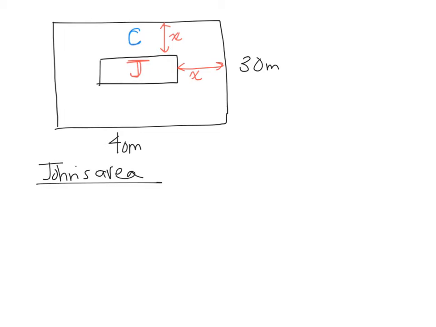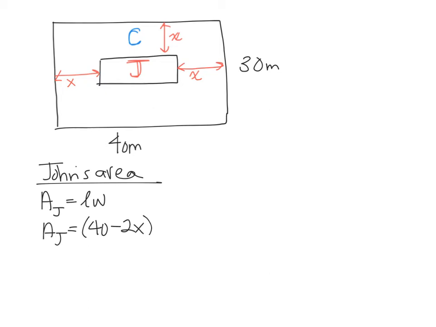We know his area, so area for John is just going to be length times width. But his length is not going to be 40 and his width is not going to be 30. It's going to be just this bit here. So if this is x, we also know that this part here is x. So the length that he's actually going to be cutting is 40, but take away an x here and take away an x here. So it's going to be 40 minus 2x. So his new length is going to be 40 and take away 2 of the x lengths.